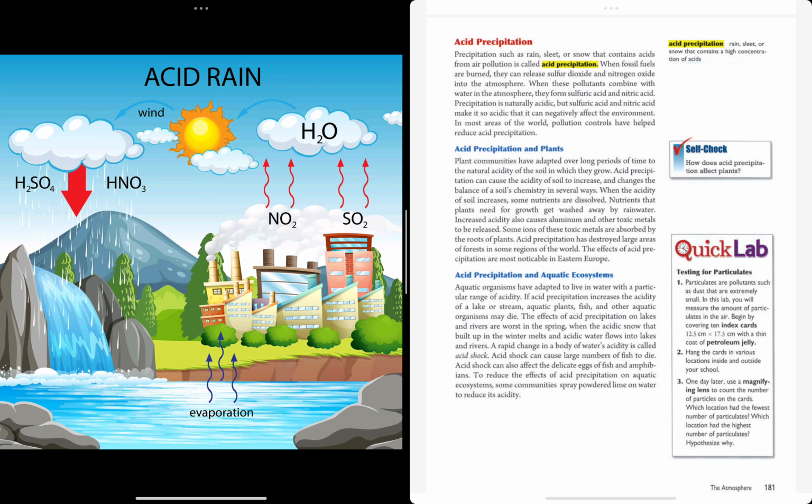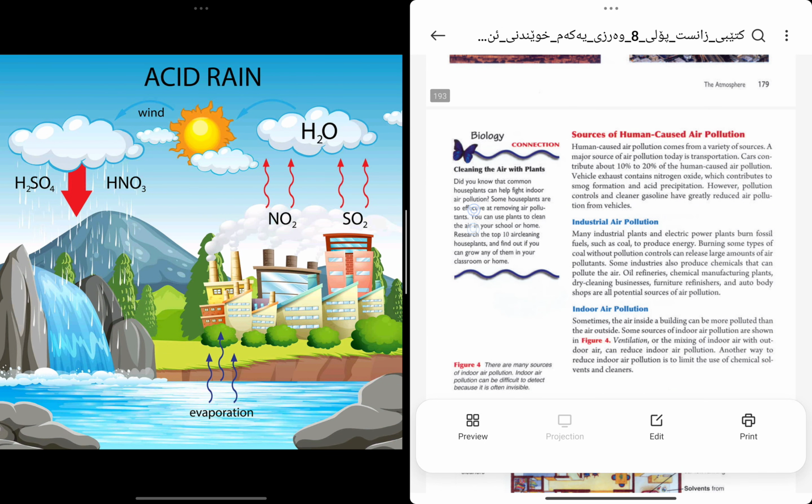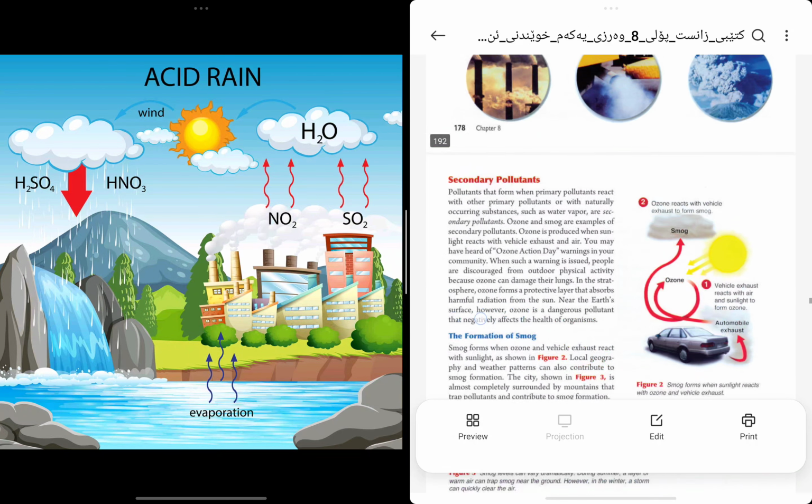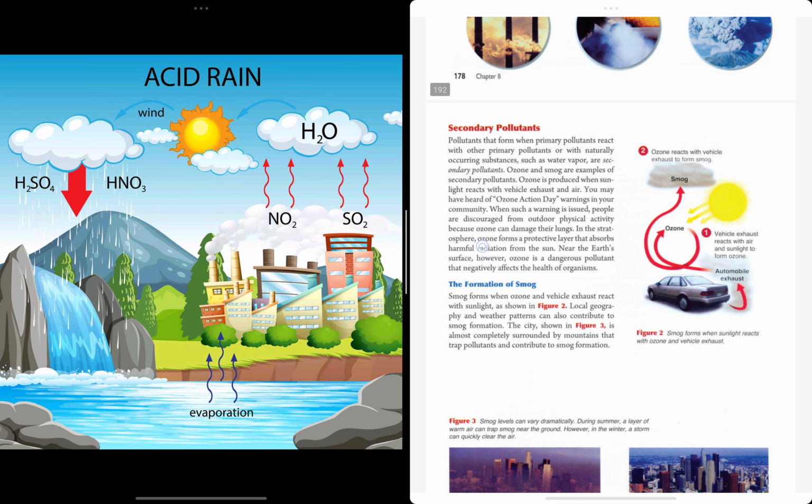Today, in the science lesson, we're going to talk about acid precipitation. Before that, I would like to remind you of what we talked about in the previous lesson. We talked about air pollution and sources of human-caused air pollution. Before, we talked about the primary pollutants and the secondary pollutants.